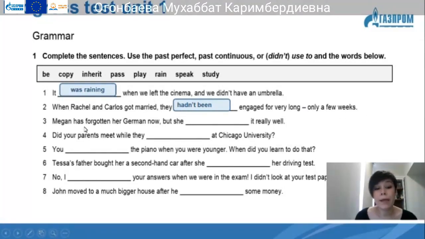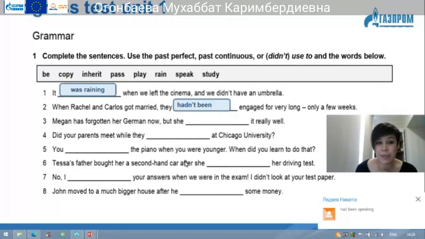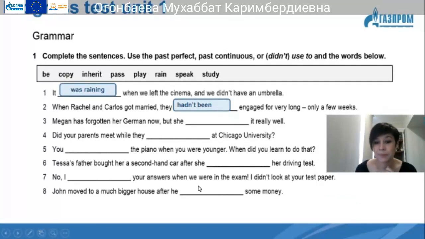So negative form. Megan has forgotten her German now, but she spoke really well. Now she has forgotten, present perfect. But before, so Soban, any options? Had been speaking. She used to speak. We put here used to just to show the habit in the past.